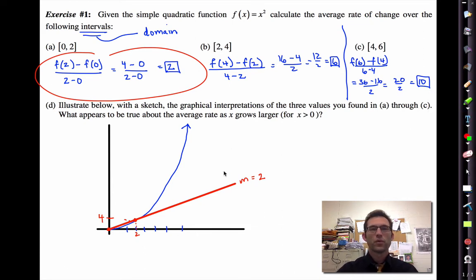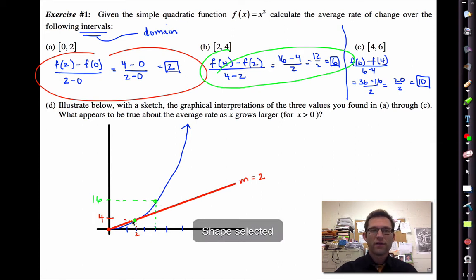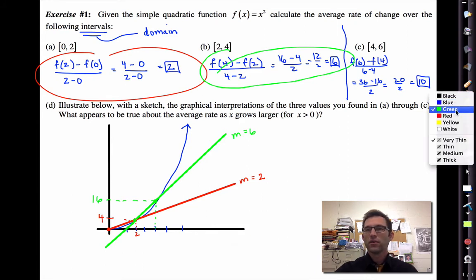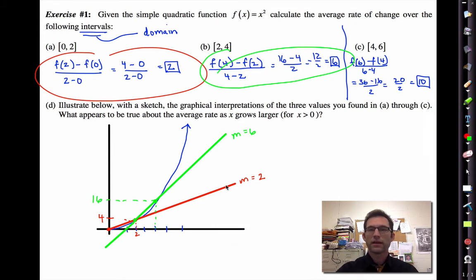Then in this calculation, I took the point at (2, 4), which is now here, and the point at (4, 16), which is now here, and I found the slope of this line. And that was m equals 6.